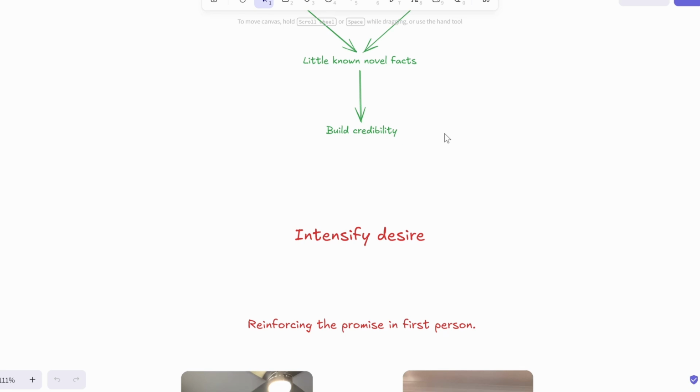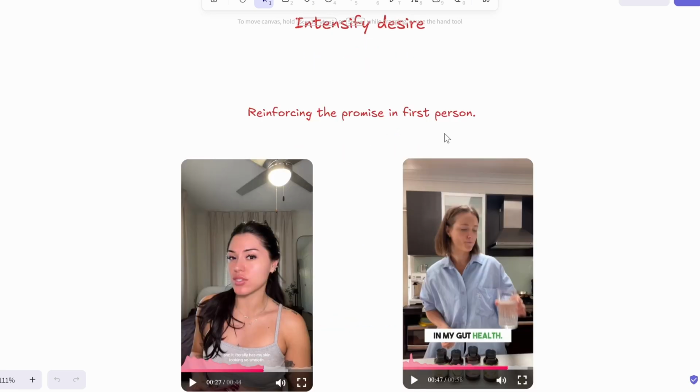So once you've built trust and the viewer believes your product does what you say it does, your next job is to make them want it badly enough to actually do something about it. Here are the 3 desire intensification techniques that I found most effective. The first is to constantly restate the promise in first person.